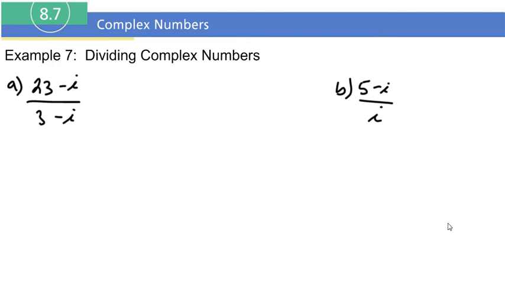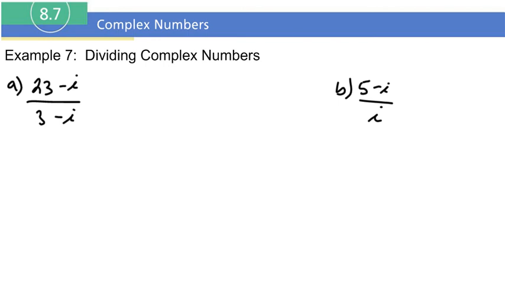In this example, we're going to be dividing complex numbers. And the way that we are going to be dividing complex numbers is we don't want the denominator to have any complex numbers, so we don't want to have i in the denominator. Just in the same way when we used to rationalize denominators a few sections ago, we're going to do the same kind of principle. We want to multiply by its conjugate to get rid of the complex number in the denominator.